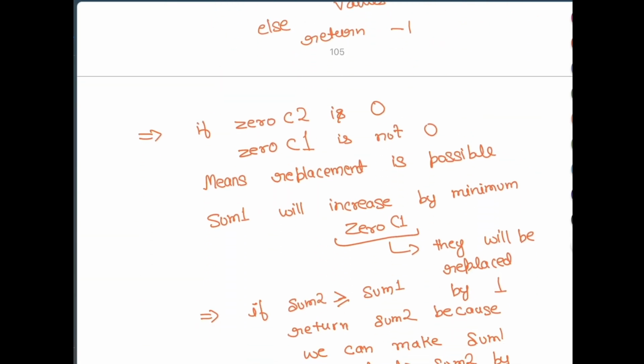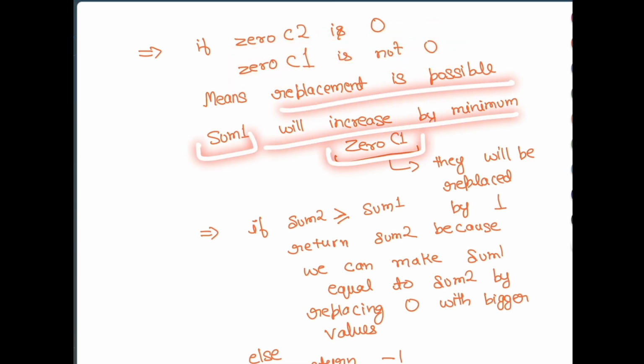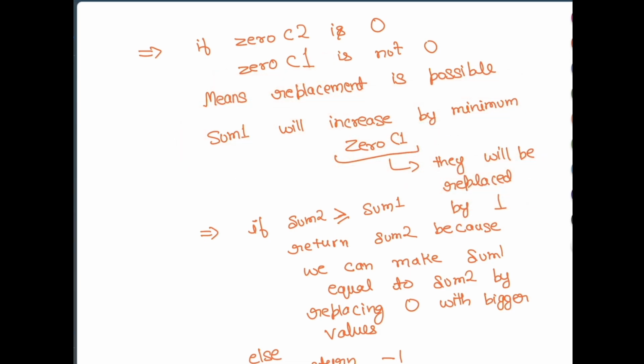Now there is another scenario which is actually just the opposite of what we just discussed. That if the zero count in the second array is 0 and the first array is not 0, then we are just going to do the opposite thing, because replacement is possible. So the sum 1 will increase by minimum zeros count 1. That is, the number of zeros in the first array will be replaced with 1 and the sum of the first array is going to increase. And this time we are just going to check the opposite thing, that if the sum of the second array is more than equal to sum 1, then we are going to return sum 2.